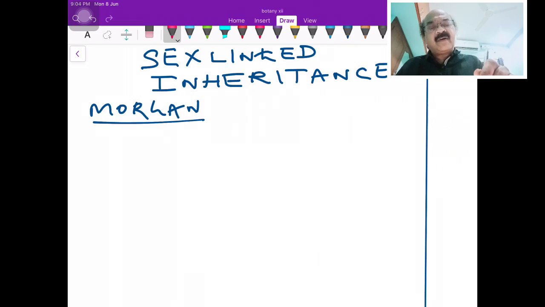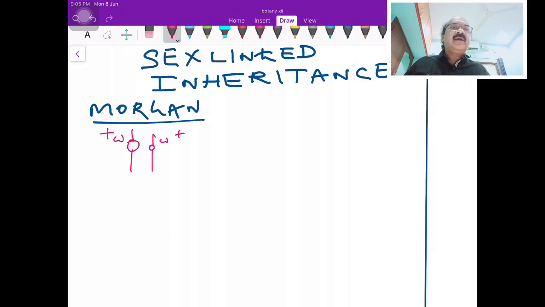In the first cross, a red-eyed female Drosophila. See, in the case of Drosophila, red color is dominant over white color. A red-eyed female Drosophila is crossed with a white-eyed male Drosophila.